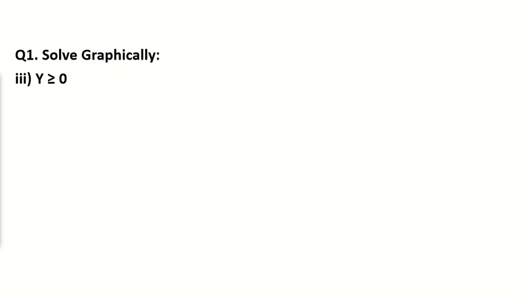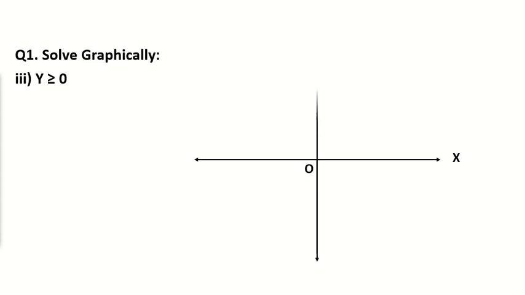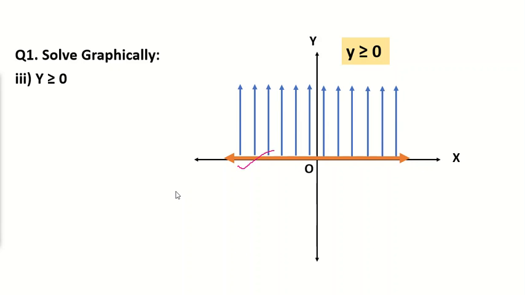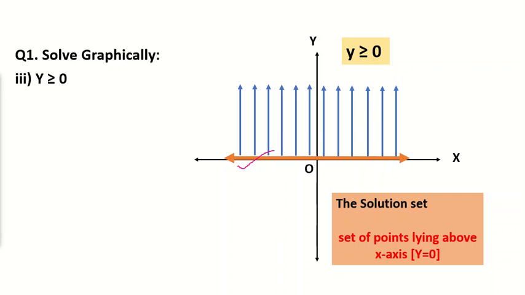Look at the third problem. It is y greater than or equal to 0. The steps are the same. Draw the XOY plane. Draw the line y equal to 0. The line y equal to 0 overlaps on my x-axis, so draw that line. Now it is the collection of all points having y greater than 0, so it should be the upper section above the x-axis. The solution set for this problem is the set of points lying above the x-axis, that is, above the line y equal to 0.